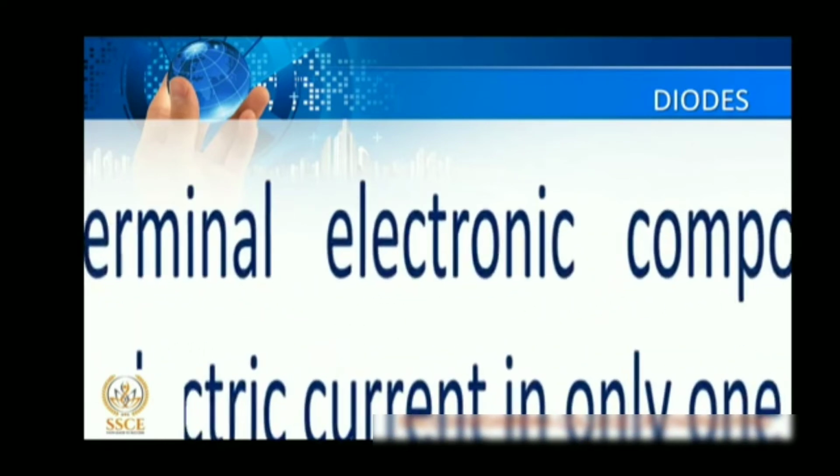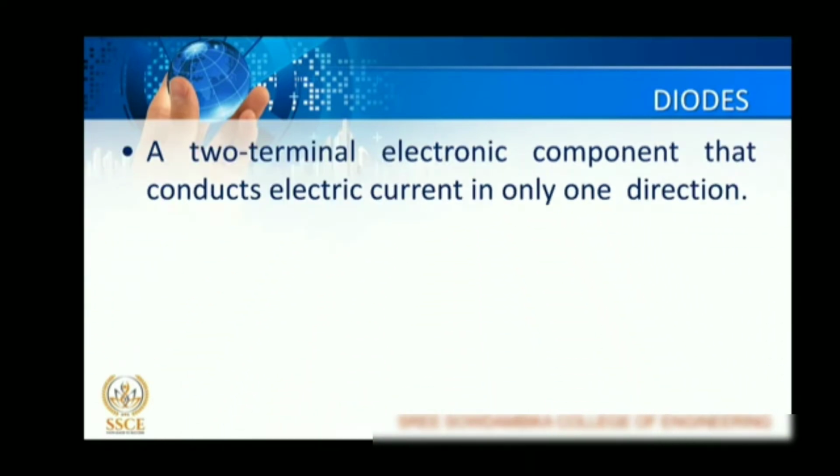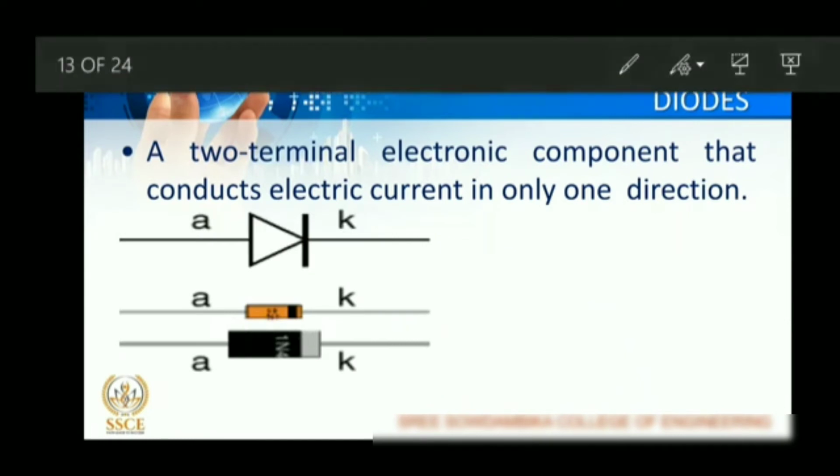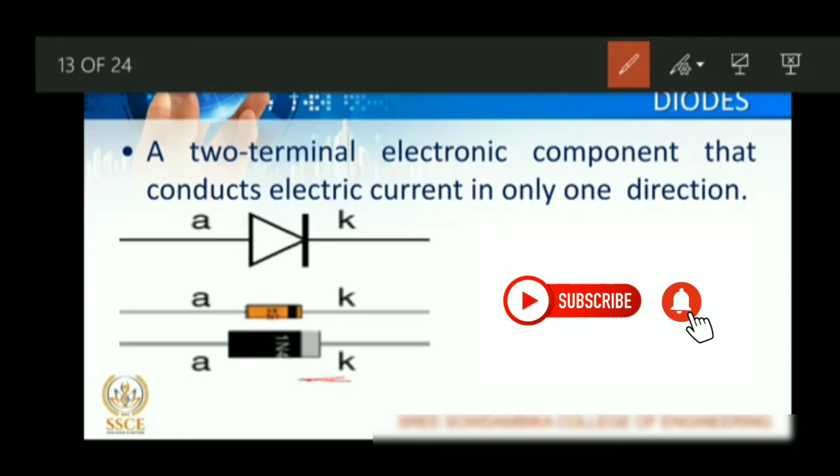Now we discuss the diode. What does diode mean? A diode is a two-terminal device in which current flows in only one direction. This is the symbol of a diode. A diode contains two terminals, one is the anode and the other is the cathode. The third diagram shows the practical appearance of a diode. Here the white color strip identifies the cathode terminal, and the other one is the anode terminal.